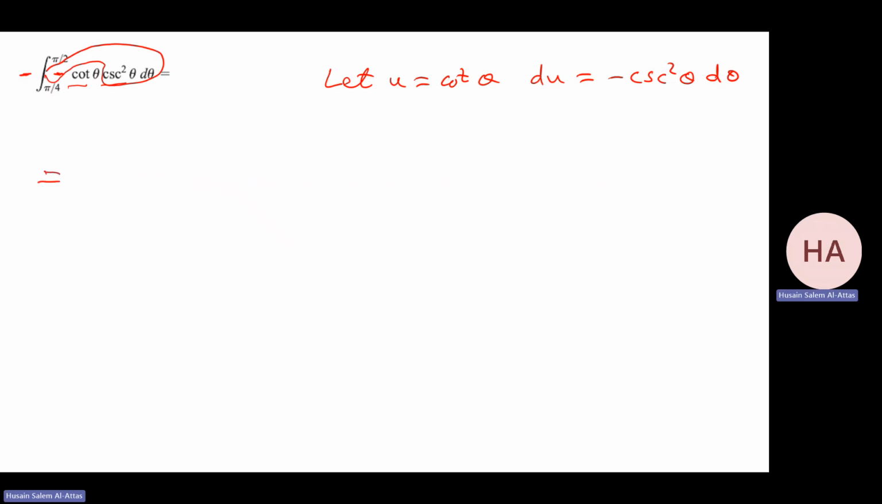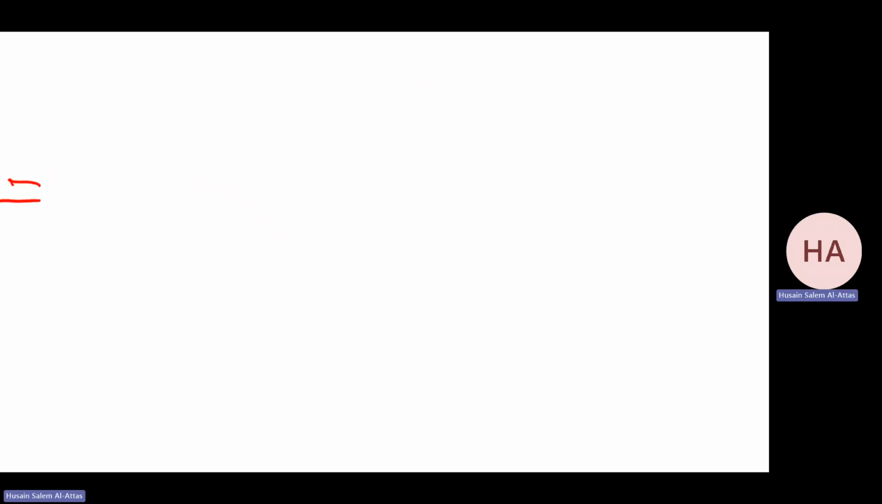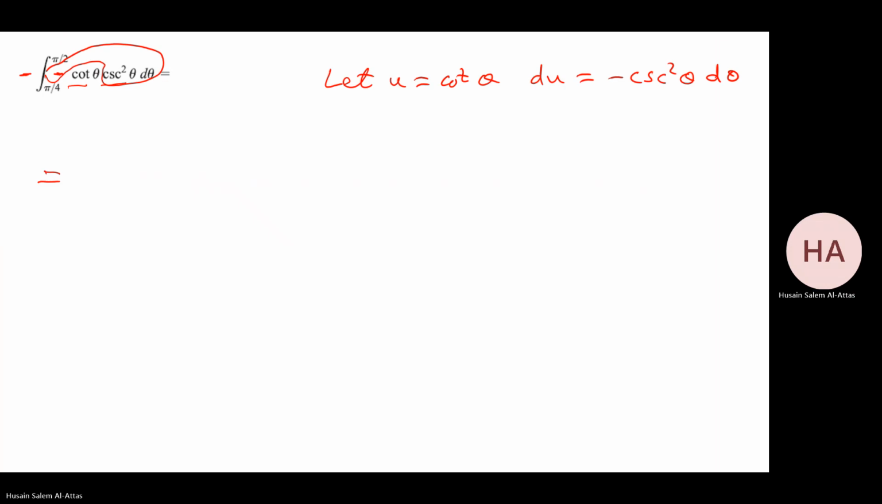So I need to change the limits too. Cotan pi over 4 is 1. Cotan pi over 2: cotan is cosine over sine, and cosine pi over 2 is 0, so that will be 0. So it's 1 to 0.